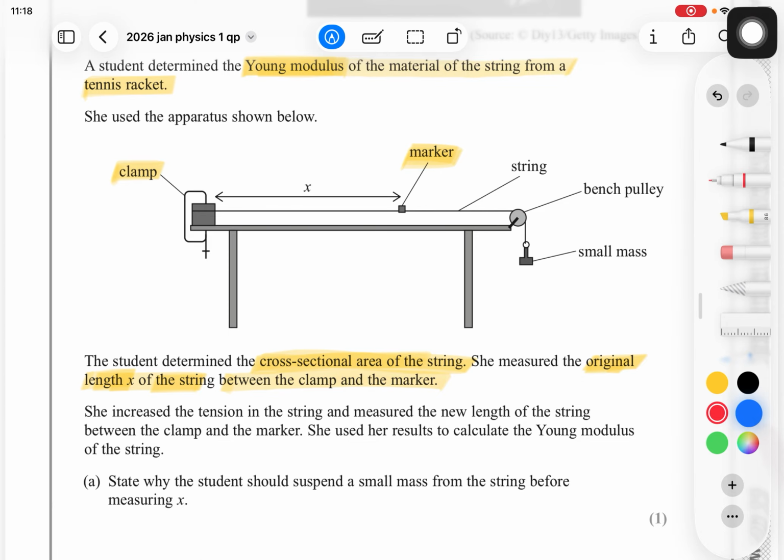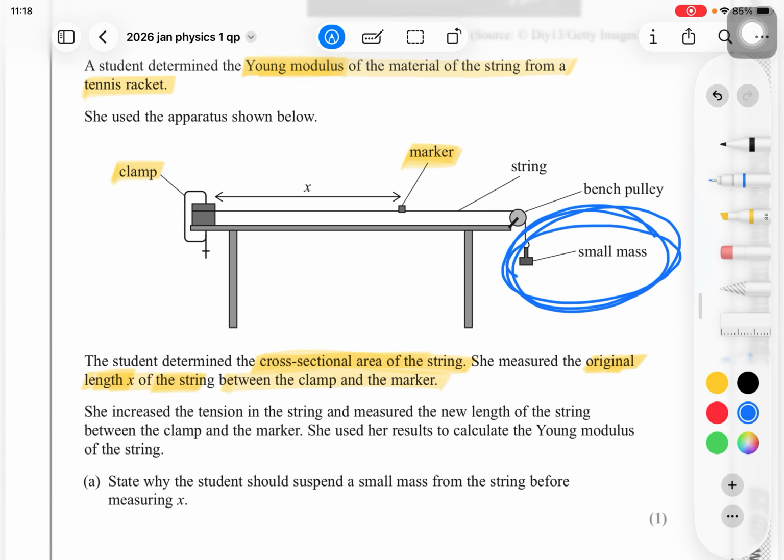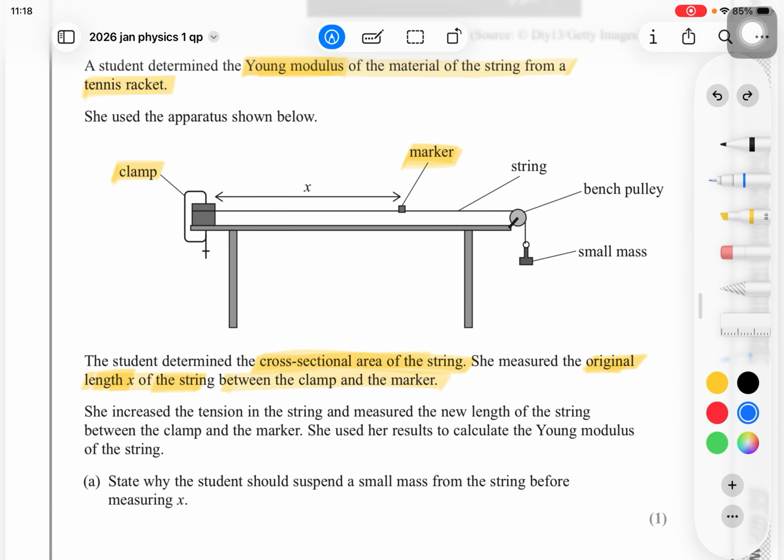State why the student should suspend a small mass from the string before measuring x. At first they're asking why we have to add a small mass. So why can't we do it without that? The reason is, otherwise this string would sag under its own weight, because it will be a little bit curvy rather than lying straight.